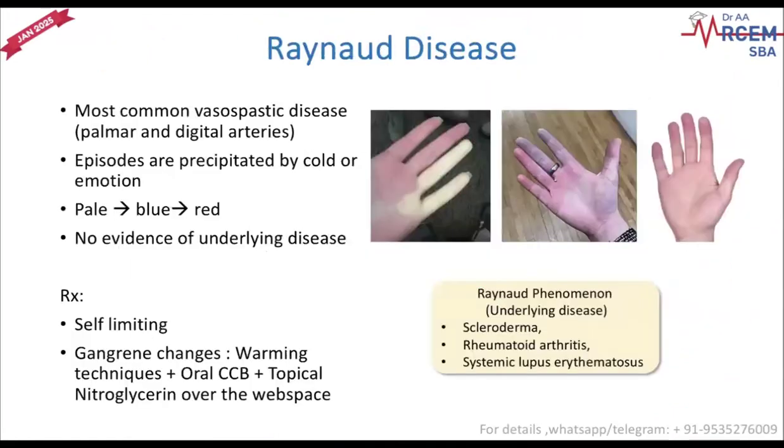Raynaud's disease. It is the most common vasospastic disease. That means it causes vasospasm. There is no underlying cause. We do not know why it happens. Sometimes they say predisposing factors like emotions or cold can predispose to it.